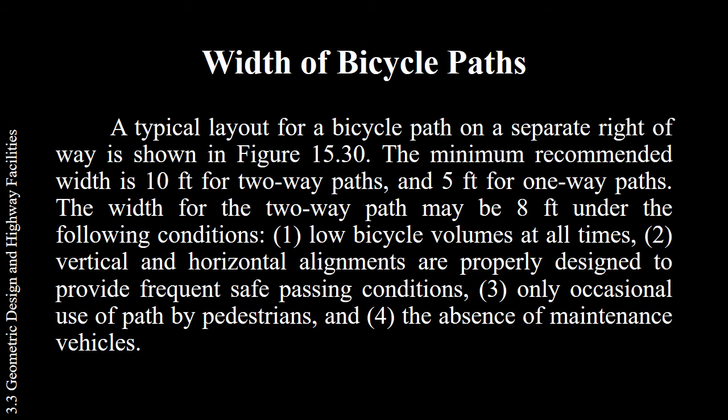Number 1. Low bicycle volumes at all times. Number 2. Vertical and horizontal alignments are properly designed to provide frequent safe passing conditions. Number 3. Only occasional use of the path by pedestrians. And number 4. The absence of maintenance vehicles.